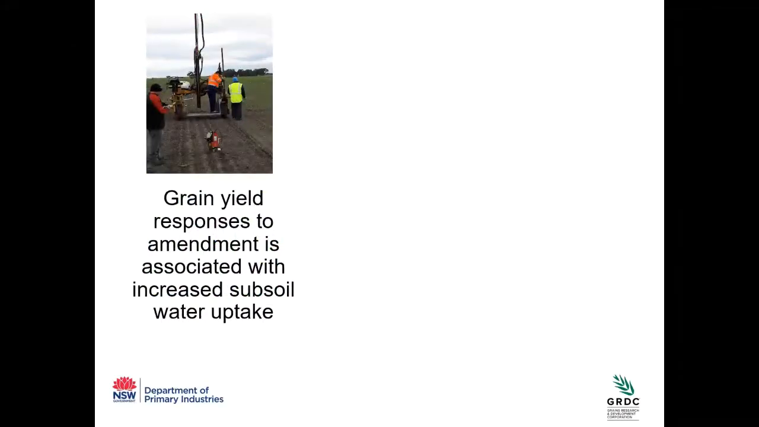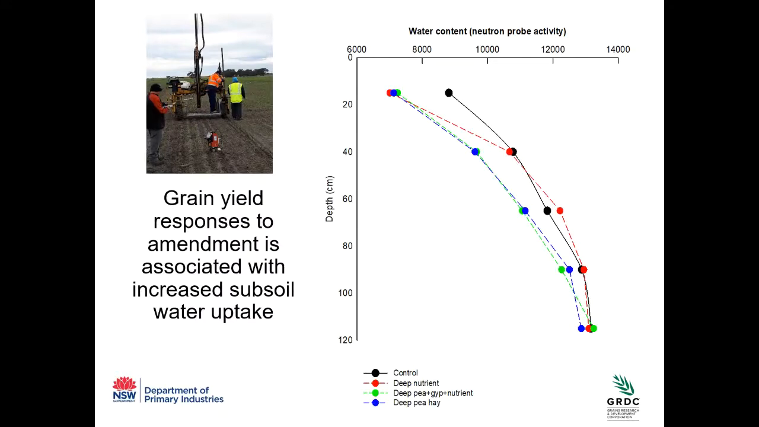Why are we getting these improvements in grain yields? What we found is they're consistently linked to increased subsoil water use. So this here is going down the soil profile, with a neutron probe count. As you go from left to right on that x-axis, you're getting greater soil water. These are measurements taken at harvest. If there is no subsoil constraint, you'd want as little water as possible in the profile, because that indicates the crops made use of all that subsoil water. Now this is a control treatment here, the one in black, and you compare it to treatments such as the deep pea hay at the Rand site.